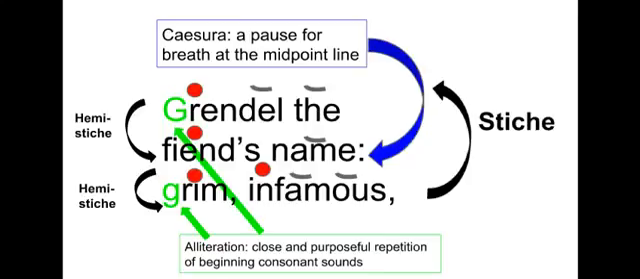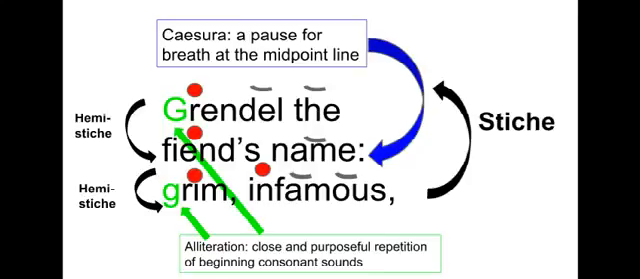So "Grendel, the fiend's name." We have Gren and fiend. Those are the stressed syllables, and del, the, and name are the unstressed. And then "grim and infamous." Grim is stressed and in is stressed as well. So then the remaining syllables, famous, are the unstressed syllables. So we can see that each half line has 2 stressed syllables and then unstressed syllables.